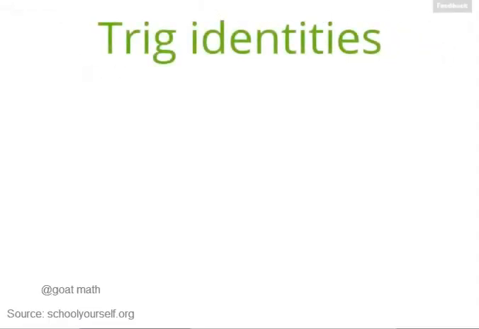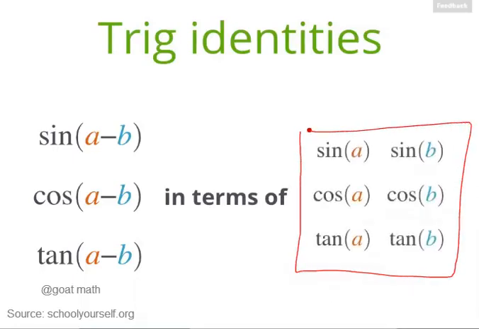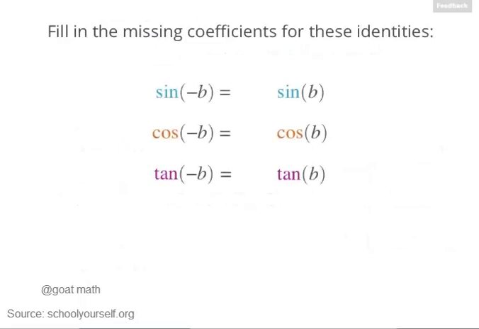Let's see if we can find some trig identities for the sine, cosine, and tangent of the difference between two angles, which we'll call A and B. So we want to write the sine, cosine, and tangent of A minus B in terms of these expressions over here. To figure these out, you'll first need to know the trig identities for negative angles.